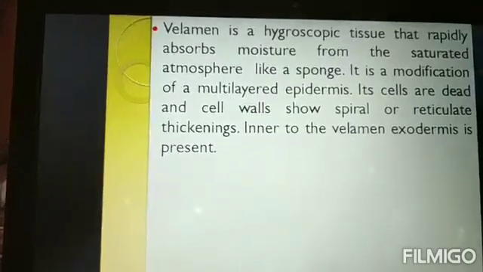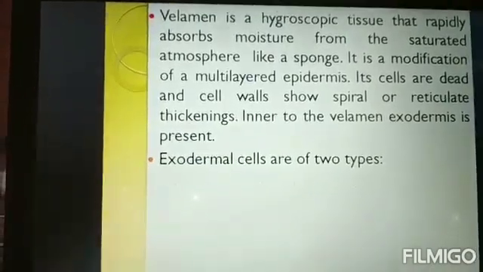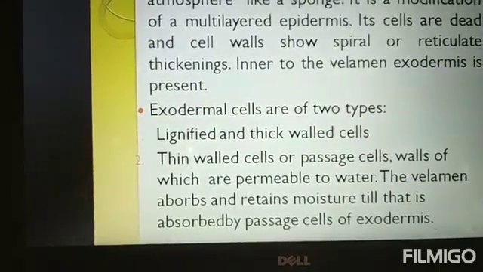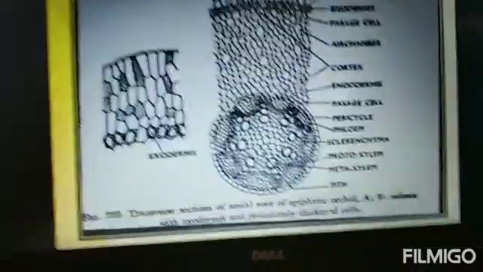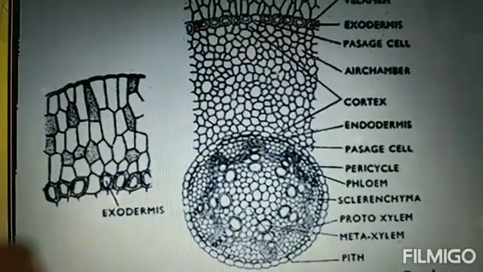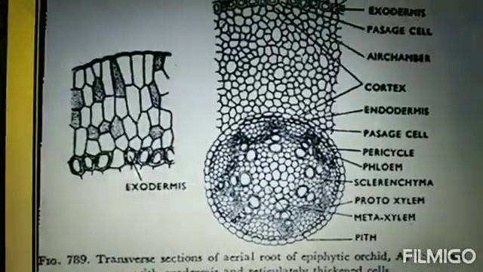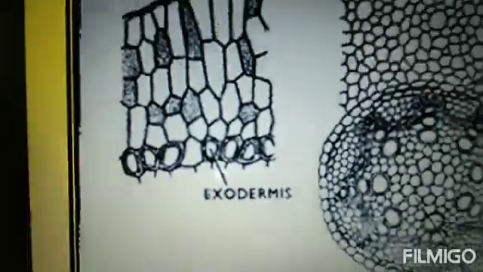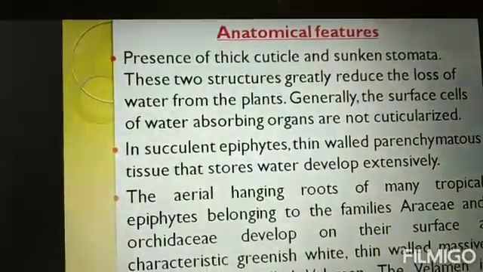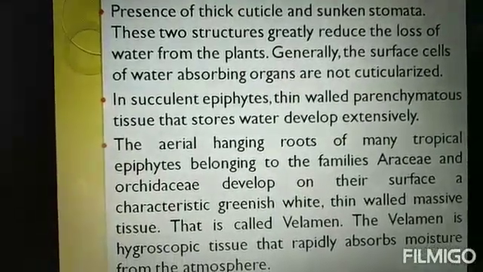The velamen tissues are hygroscopic tissues. They help in the absorption of moisture from the atmosphere, and they consist of exodermal cells, which are thick-walled and lignified. This transverse section of the epiphytic root shows the different structures: the cortex tissues, parenchyma sleeves, and the protoxylem and metaxylem arrangement. It also shows the ectodermal cells in the root of the epiphytes. Apart from that, the other anatomical features are the presence of cuticles and stomata, and they look like a succulent plant.